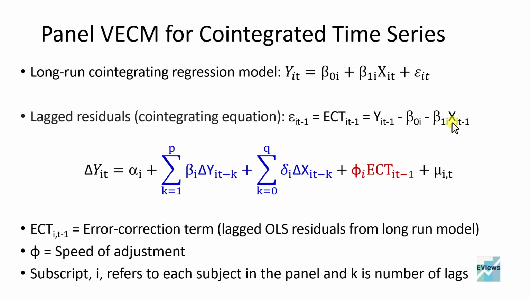In the second step, we add the lagged residuals to the short-run terms in blue right here to obtain the vector error correction model. The lagged residuals, which is this ECT, error correction term, contains information in effect about the long-term relationship, and importantly, the adjustment process to long-run equilibrium. The coefficient of the error correction term, which is this phi right here, measures the speed of adjustment to long-run equilibrium.